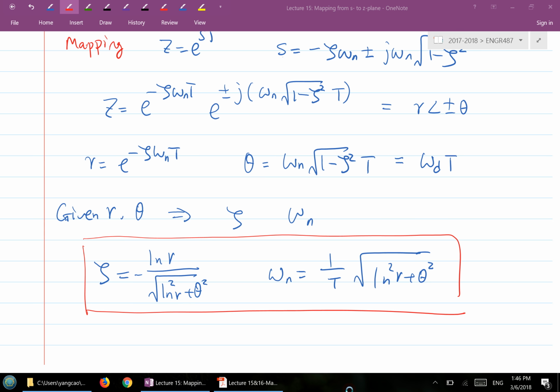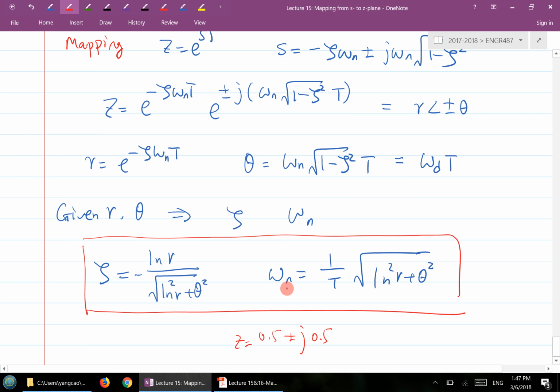So these equations are used for essentially, if I give you a pole, let's say 0.5 plus or minus j0.5, z equals this. Here is the pole I'm going to place in the z plane. Then the question is, what do these two poles do for us? So you can substitute r and theta over here. You get a damping ratio, you get a natural frequency.